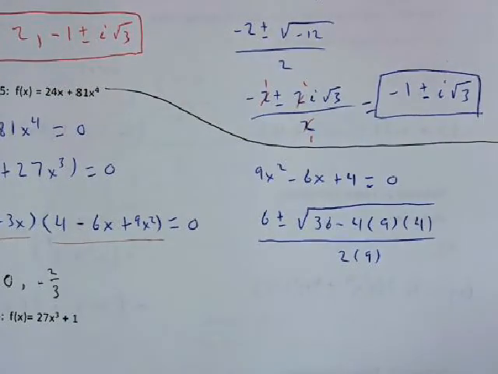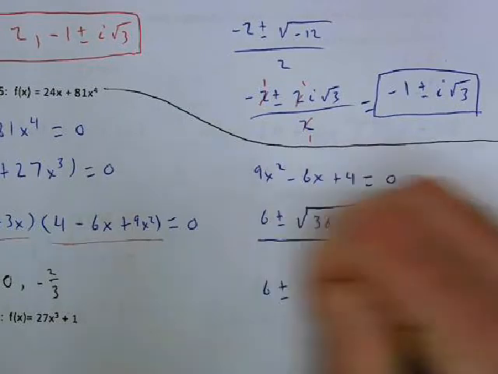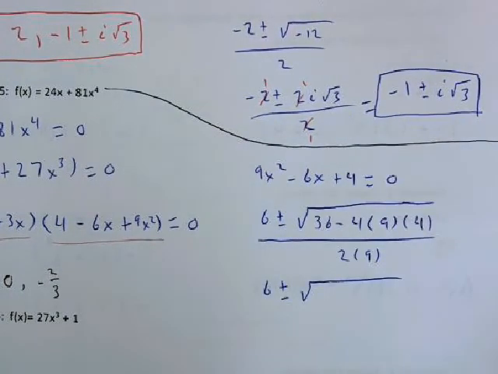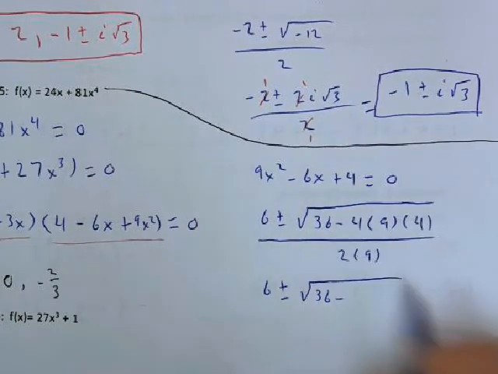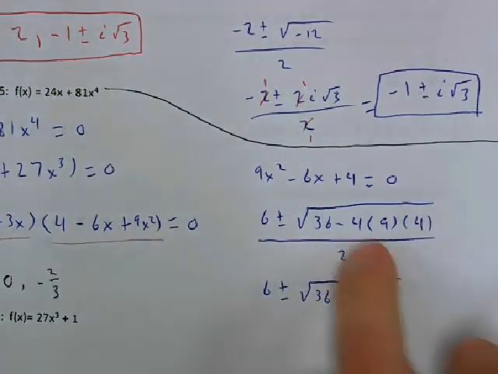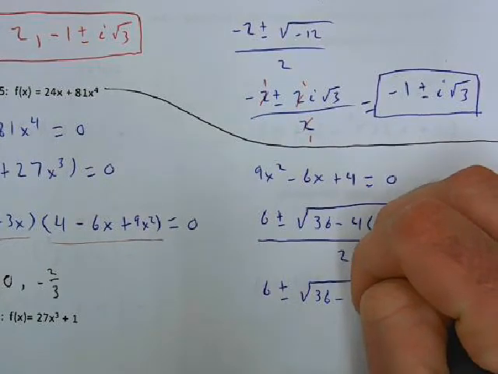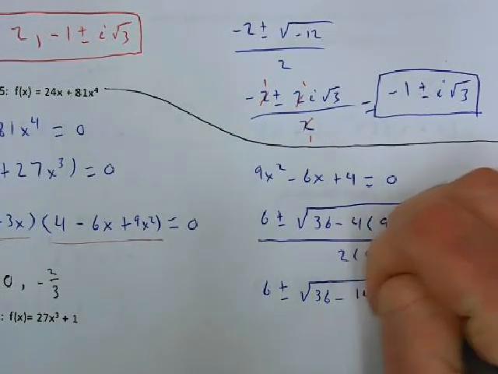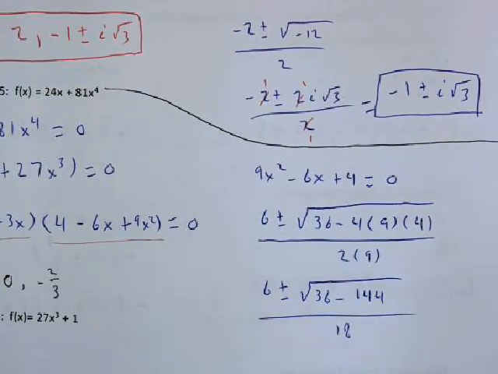Okay, so this one has some bigger numbers, so a small calculator might be helpful. So we get 6 plus or minus the square root of, let me show my work here. So let's see, we get 36 minus 16 times 9. It's going to be 144 over 18. Let's simplify that.